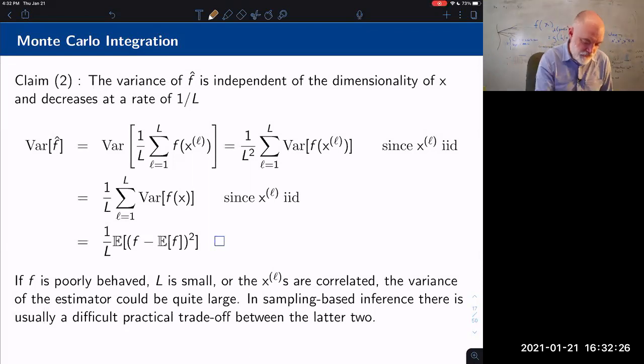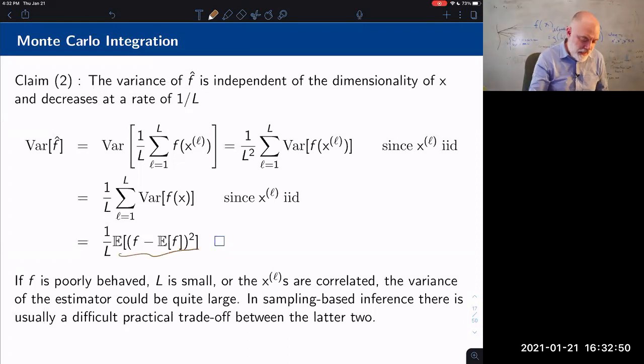So again, we do the same sort of thing. For the variance of the estimator, by the laws of variance, a constant gets squared, so you get 1 over L squared, and then all the x_l are IID, so the variance of the sum is the sum of the variances. The x_l are identically distributed, so it's the variance of f of x, and the variance of f of x is just this funny term right here, right?